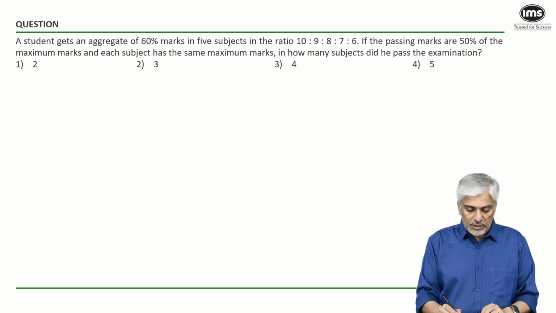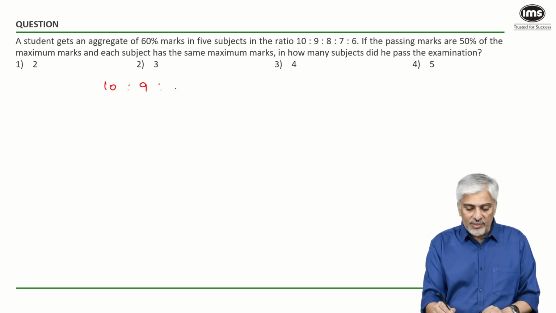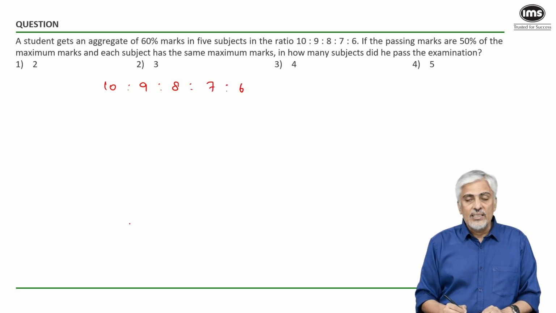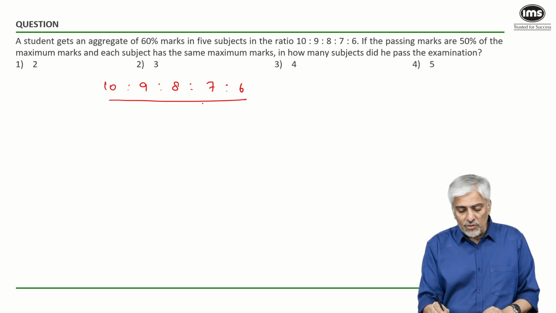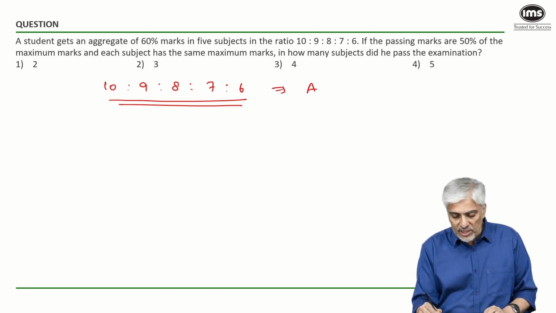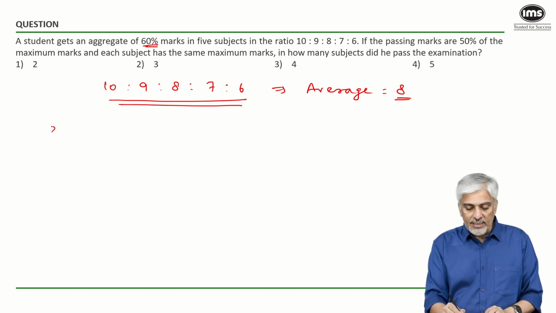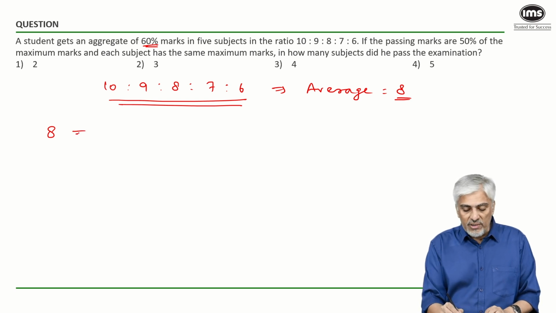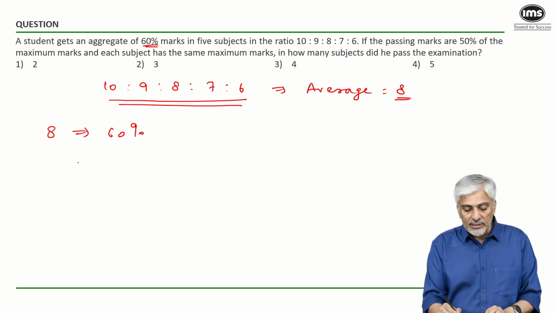For the smarter approach, when somebody gets marks in the ratio of 10, 9, 8, 7, 6, luckily over here, and that is why you can use this approach, the average of 10, 9, 8, 7, 6 will be 8 only. You can also do it as 40 divided by 5, which is an average of 8. The 8 average is nothing but 60%. So they have said when somebody gets an average of 8, that is equivalent to 60%. So 8 is 60%.